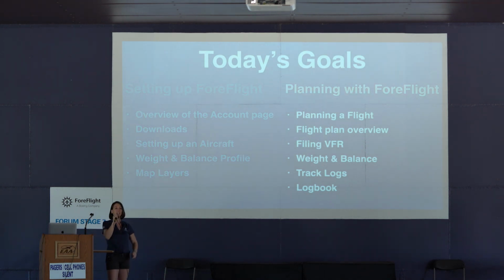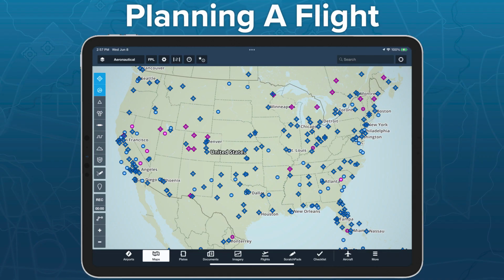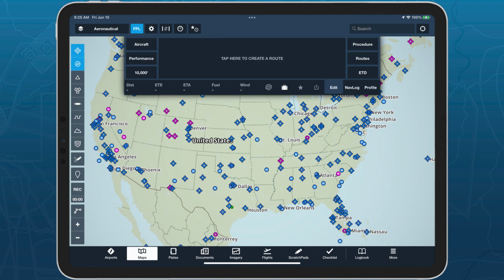Okay, so we are all done setting up ForeFlight, and now we can move on to the planning stages of ForeFlight. We are going to begin on the maps page again, so go ahead and get there while I grab a quick drink. And then we're going to tap on the FPL button at the top of the page. This is going to be your flight plan editor, or your flight plan box is what I kind of like to call it. So we'll tap in the middle of that box right there, and we're going to go ahead and enter in our departure and our destination airport.